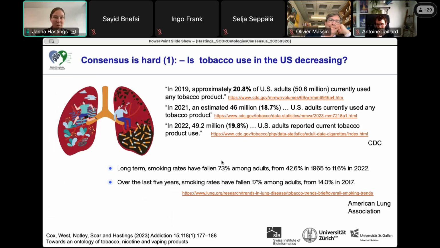Anyway, the point is that you see this kind of contradiction here. The American Lung Association is saying these rates are falling, and you see the CDC reporting more or less constant percentages. Of course, these are reported in different ways, but there must be quite a dramatic difference to account for these very different messages.